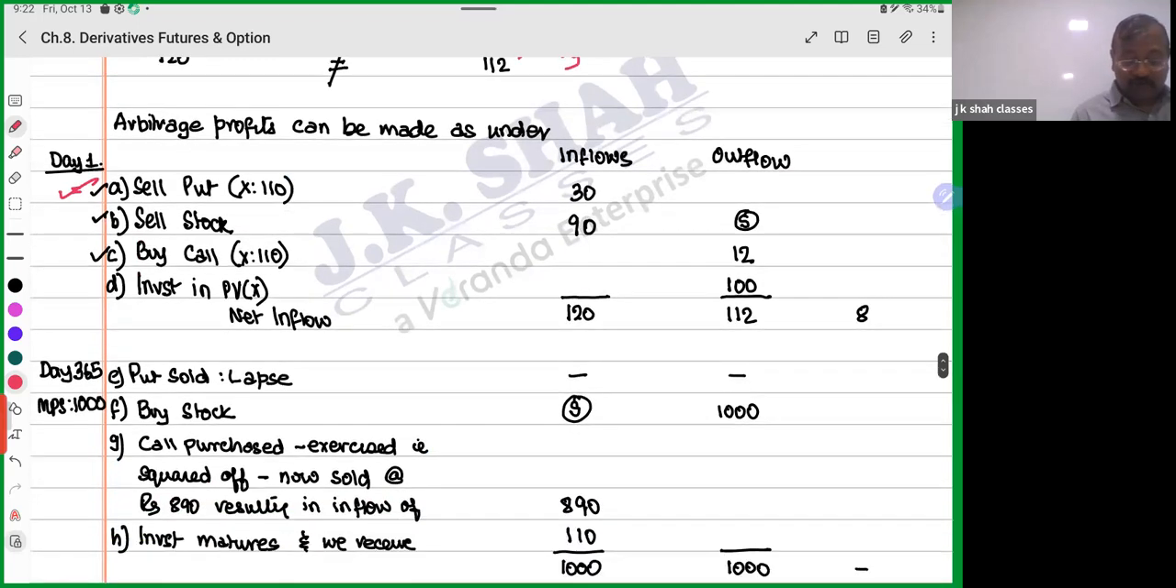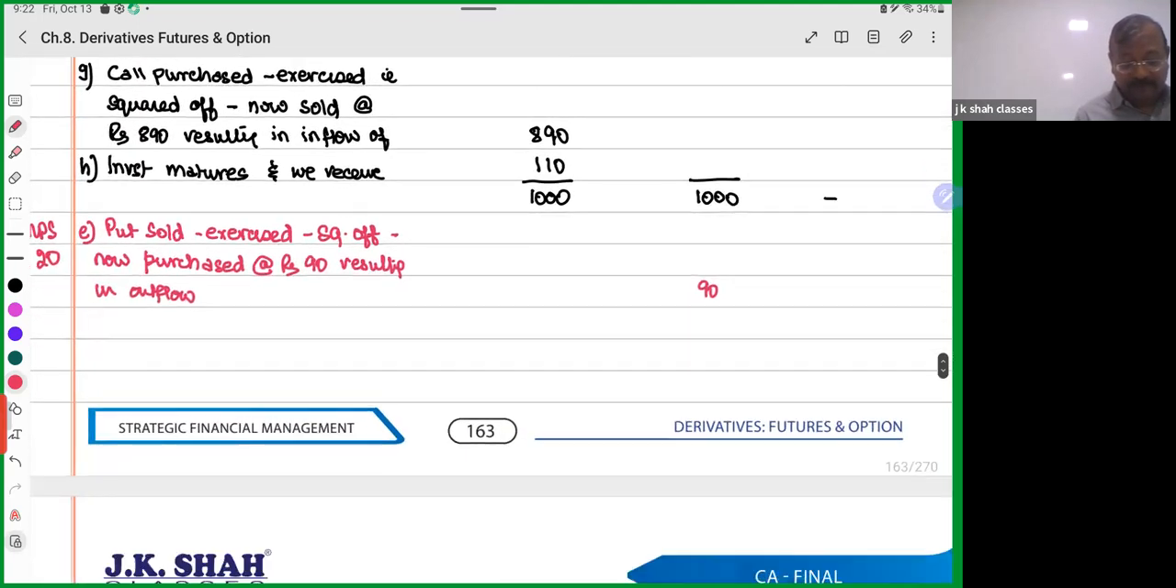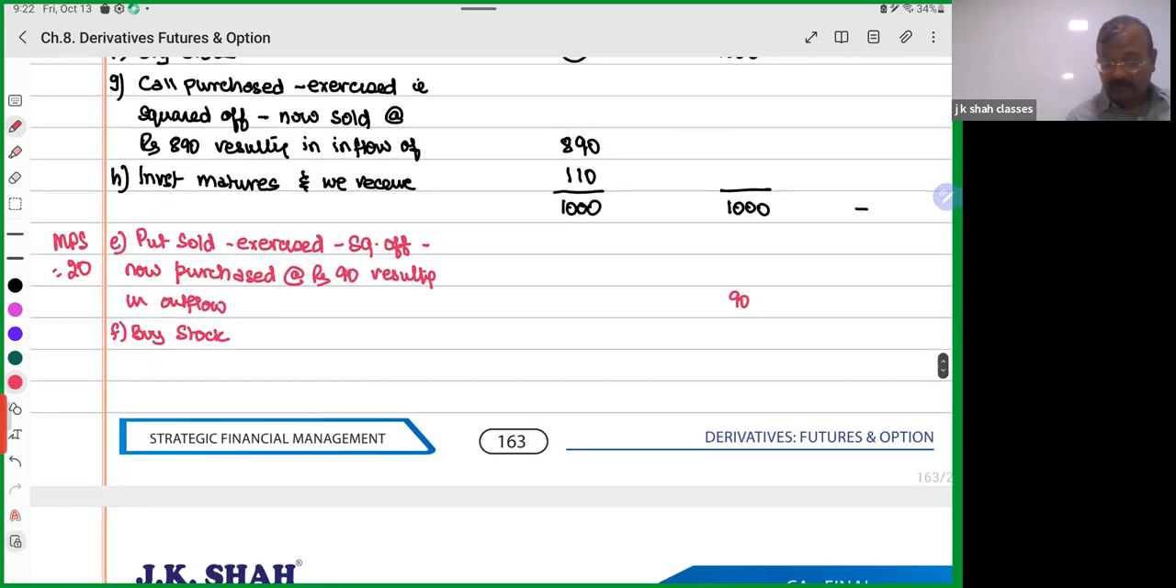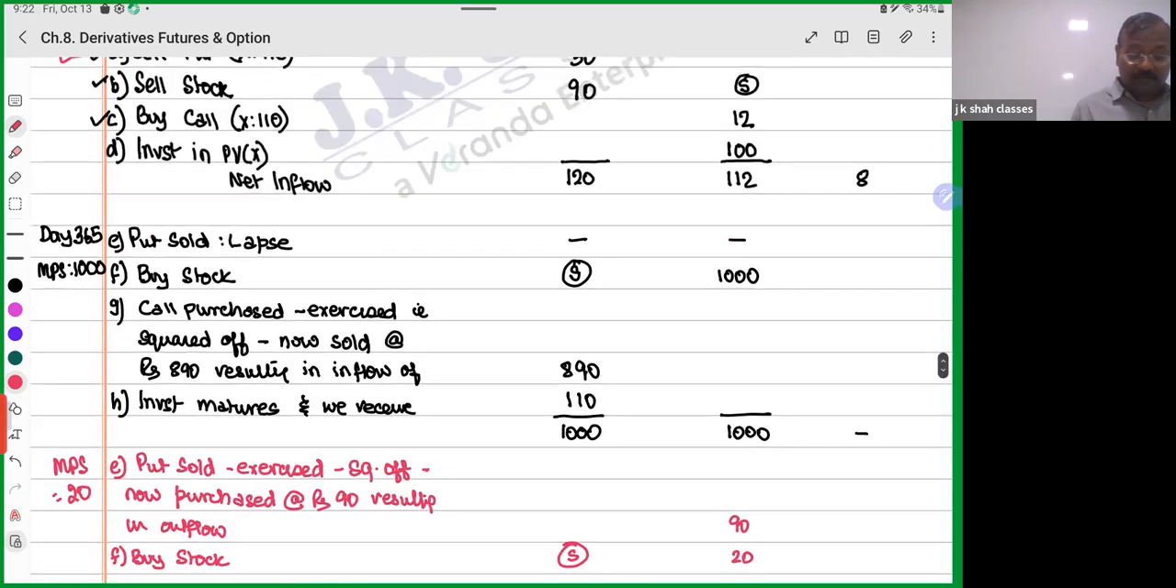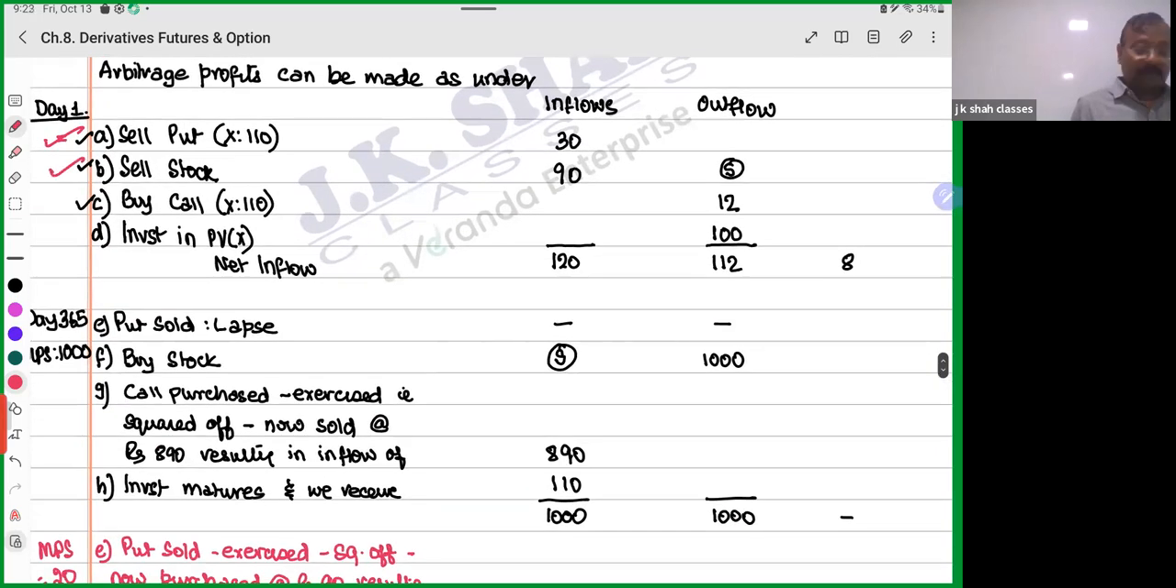You've sold the stock, you've got to purchase it back. Buy stock, what will happen? Stock comes in. This is done. Buy call. You purchased a call at 110. Will it be exercised or lapse?